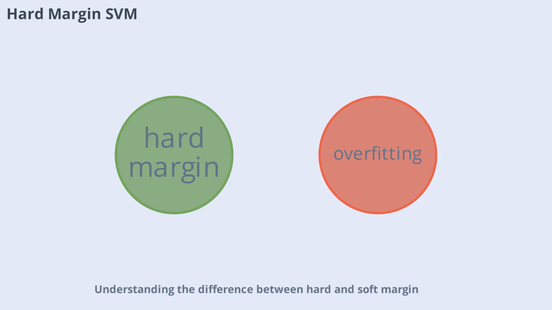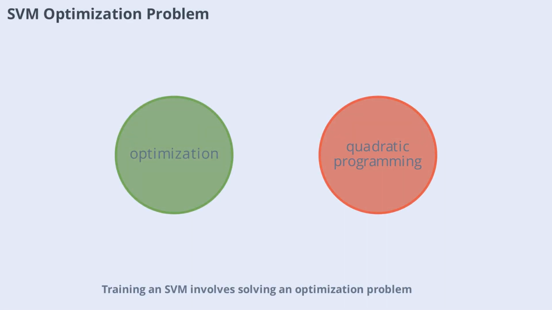Understanding the difference between hard and soft margin SVMs is key to choosing the right model. Training an SVM involves solving an optimization problem to find the hyperplane that maximizes the margin. This is typically done using quadratic programming techniques which efficiently handle the constraints and objectives of the SVM model. Optimization is at the heart of SVM training.